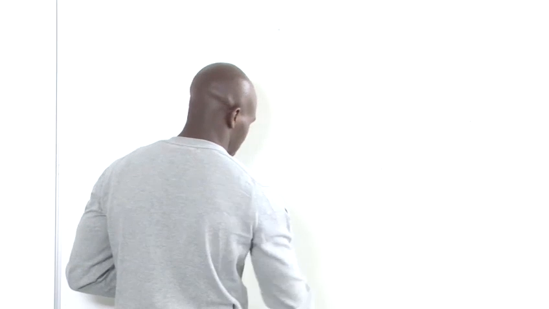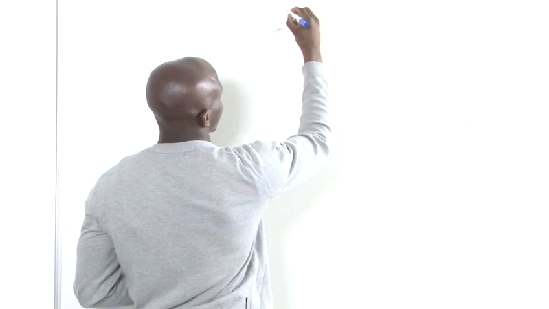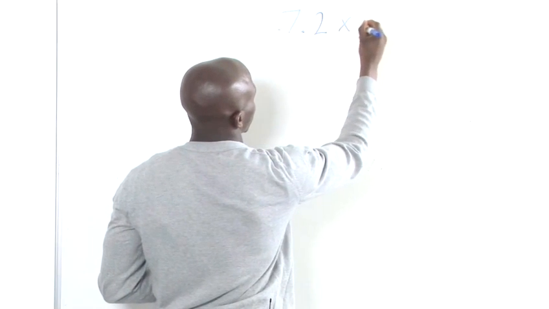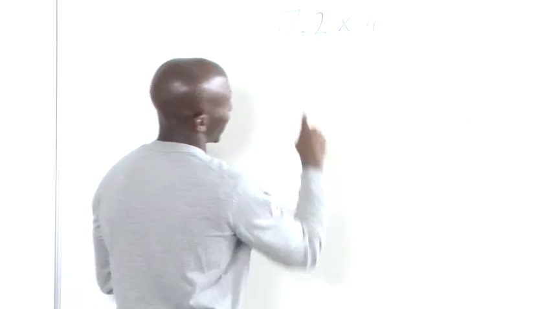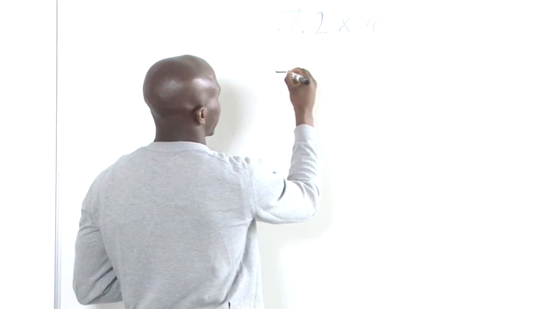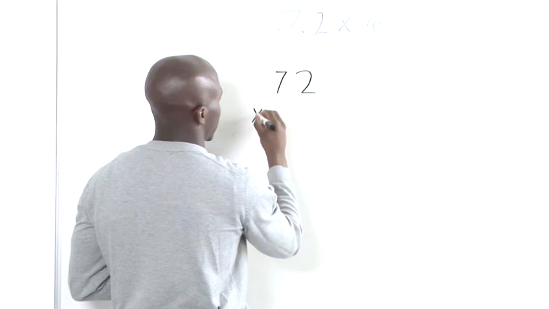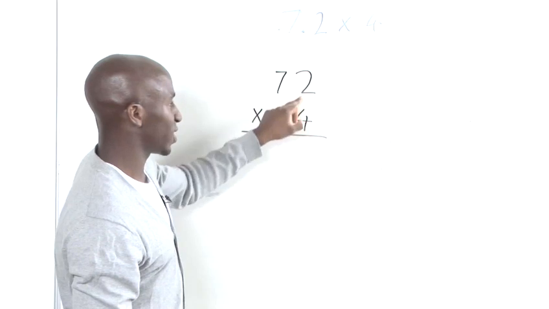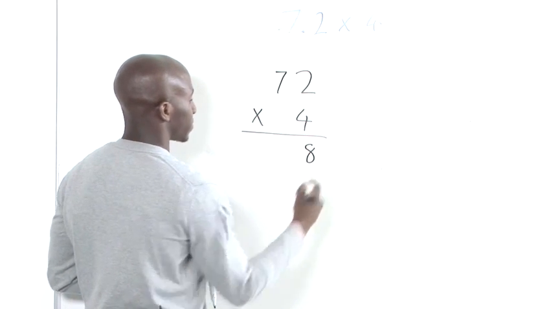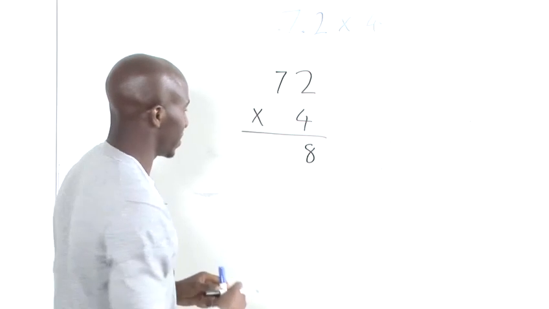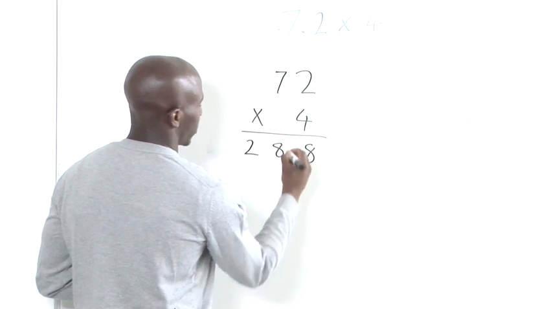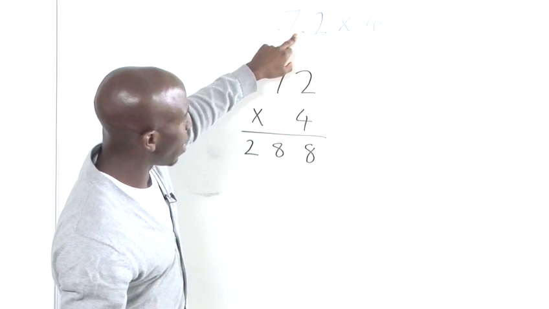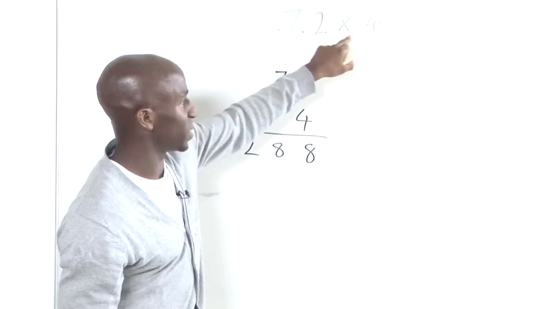So I'm going to write this in blue so we remember this. 7.2 times 4. That is our question, but we are multiplying 72 times 4. Okay? Now again, we do 4 times 2, which is 8. 4 times 7, which is 28. So we have arrived at 288. Now remember, we are trying to figure out what 7.2 times 4 is.